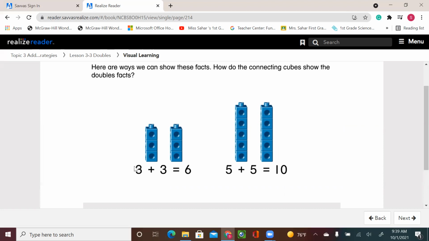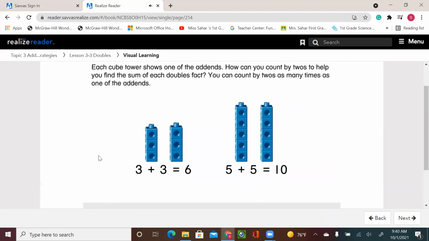Each cube represents one number. So when I have 2 sets of the cubes, that's 3 plus 3. This is the first example. And for the second example, I have 5 cubes for each addend, or for each part. That means doubled. And of course, when you see it, you can see that they're all the same size.